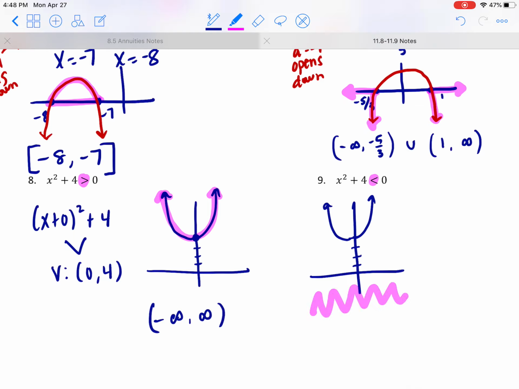Now, this is the same graph, same picture, 1, 2, 3, 4. But this time, the question is, where is the graph below the x-axis? Where is it below? None of that graph is below the x-axis, which means this has no solution.